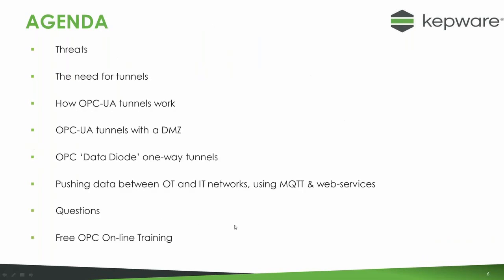So here's the agenda. We'll be going through a little bit about typical threats, where tunnels can help, why tunnels are needed, about OPC UA tunnels, about using UA potentially with a DMZ, how to use Data-Diodes, which is a special type of one-way tunnel, and then how you can form data tunnels using web services and MQTT. So this is more of an IoT type of technique.